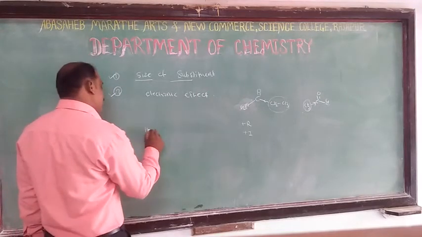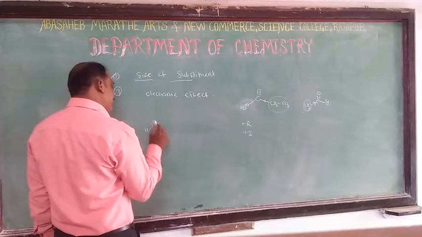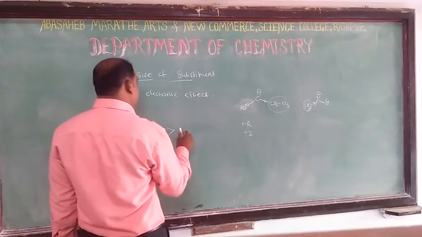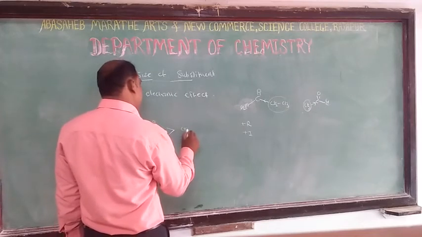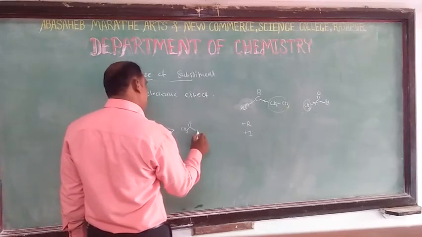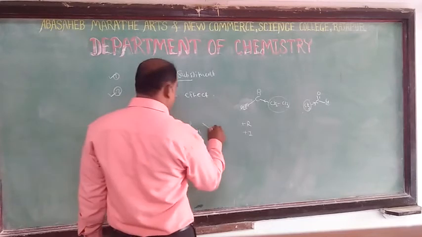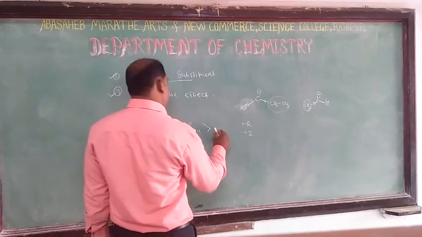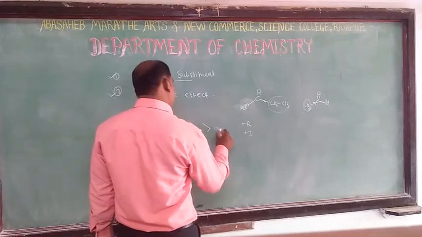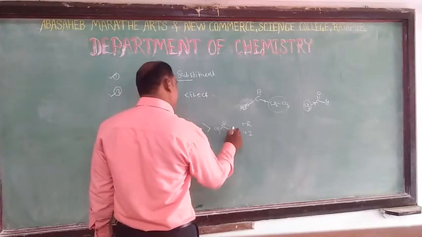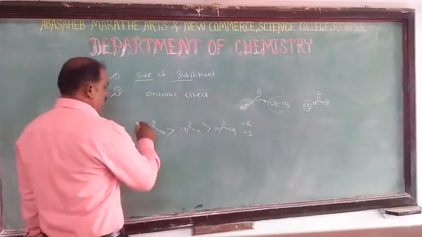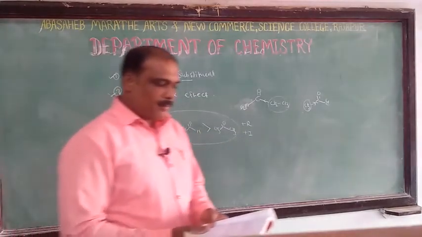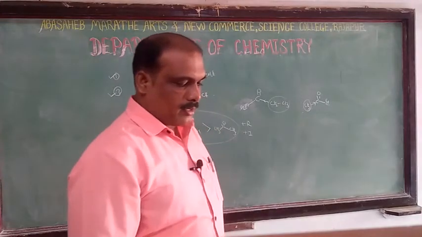Now we have seen the order of reactivity: formaldehyde is more reactive than acetaldehyde, and acetaldehyde is more reactive than a ketone like dimethyl ketone. So this is the order for the reactivity of the carbonyl carbon.